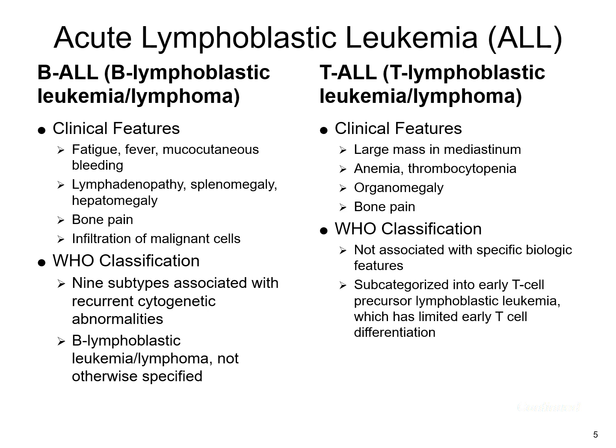there's not really an associated specific biological feature. So subcategorization for those early T-cell precursors can be very limited and very hard to differentiate any kind of class within those.